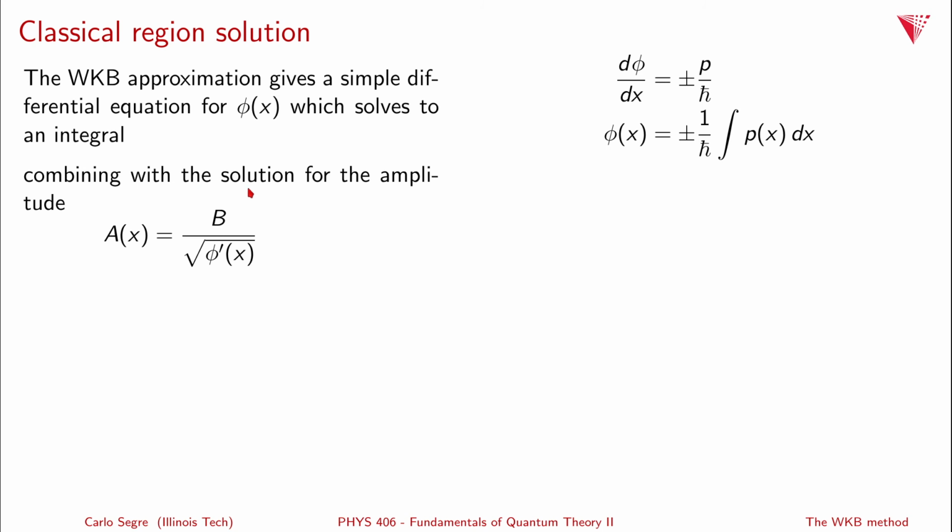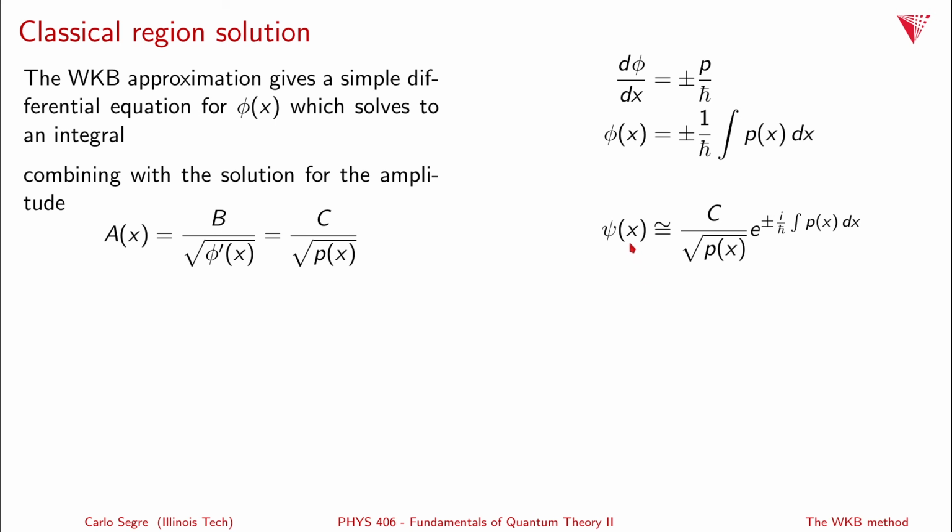If we combine this with the solution for the amplitude, which was a of x is equal to b over the square root of phi prime of x, we realize that this is simply a different constant c, which is proportional to b with square root of h bar, divided by the square root of p of x. Because when we take the first derivative of phi, we're going to get 1 over h bar p of x, plus or minus 1 over h bar p of x.